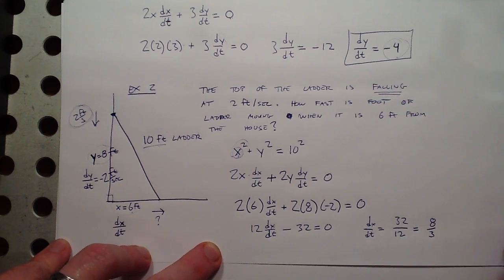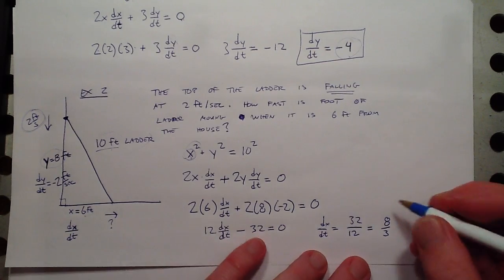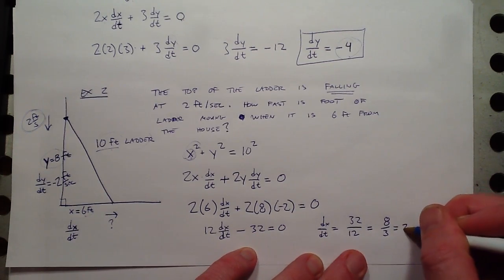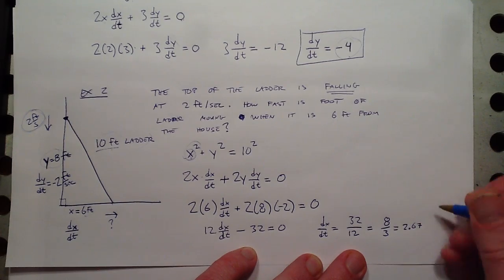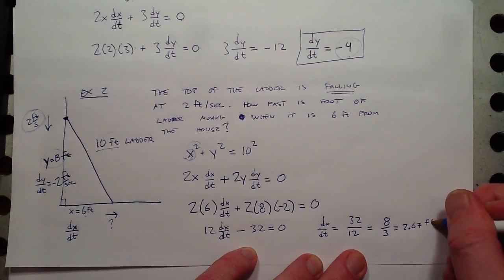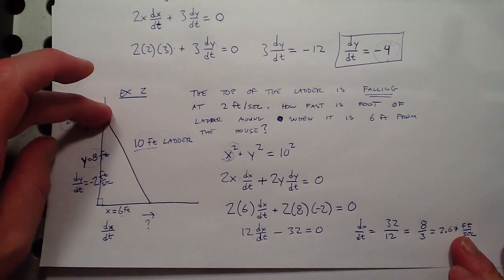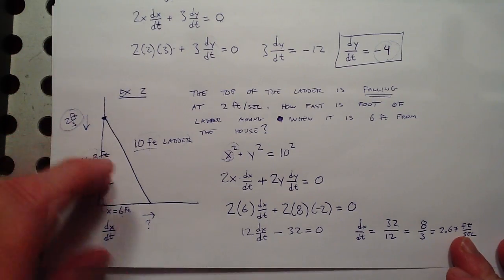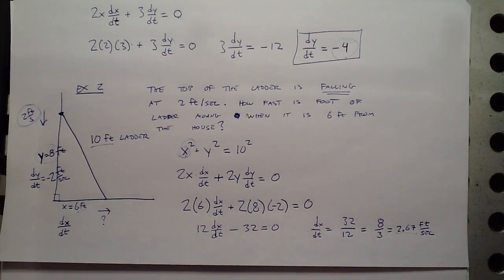And listen, in a word problem like this, fractions aren't usually so appropriate as answers, so maybe we want to actually make that 2.67, something like that, feet per second. So when the top is falling at 2 feet per second, the bottom is moving away from the house at 2.67 feet per second.